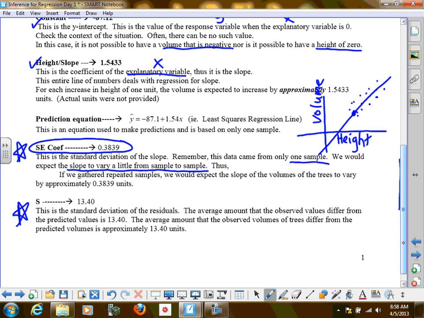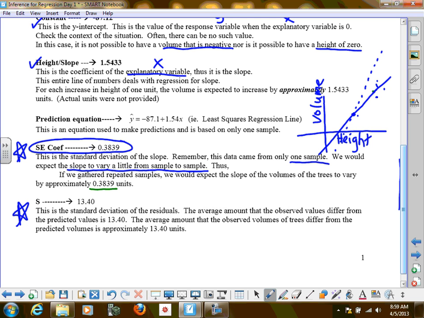0.3839 means that the slope could be a little more, or it could be that much less. So if this currently is a slope of up 1.54 over 1, up 1.54 over 1, up 1.54 over 1, then if I increase it by 0.3839, my slope might be a little steeper. My slope might be like that. My slope might be a little steeper.